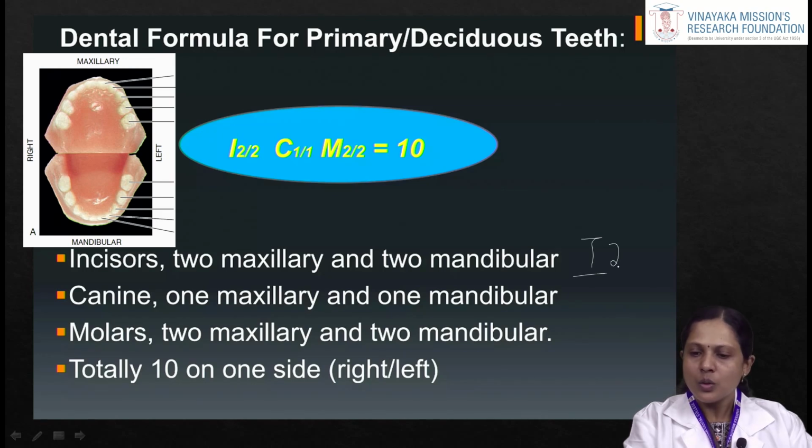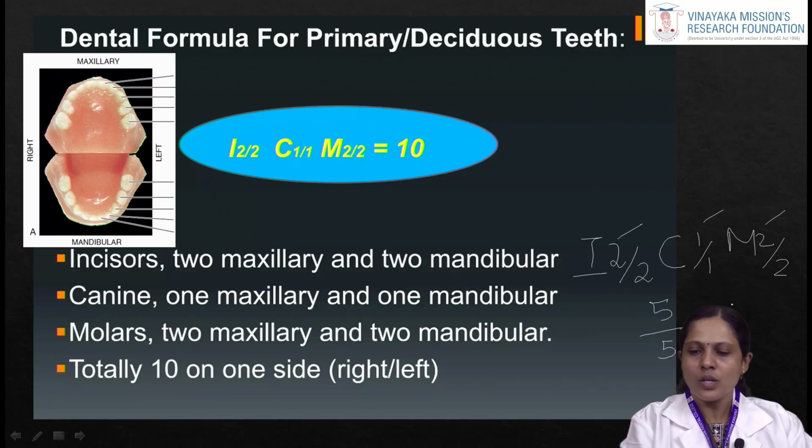So two incisors in the upper jaw and two in the lower jaw, and canine one in the upper jaw and one in the lower jaw, and there are two molars, so two in the upper jaw and two in the lower jaw. So totally how many teeth are there in the upper jaw? There are 5 teeth. So 5 in the upper and 5 in the lower. So totally there are 10 teeth on one side of the arch in case of deciduous dentition.